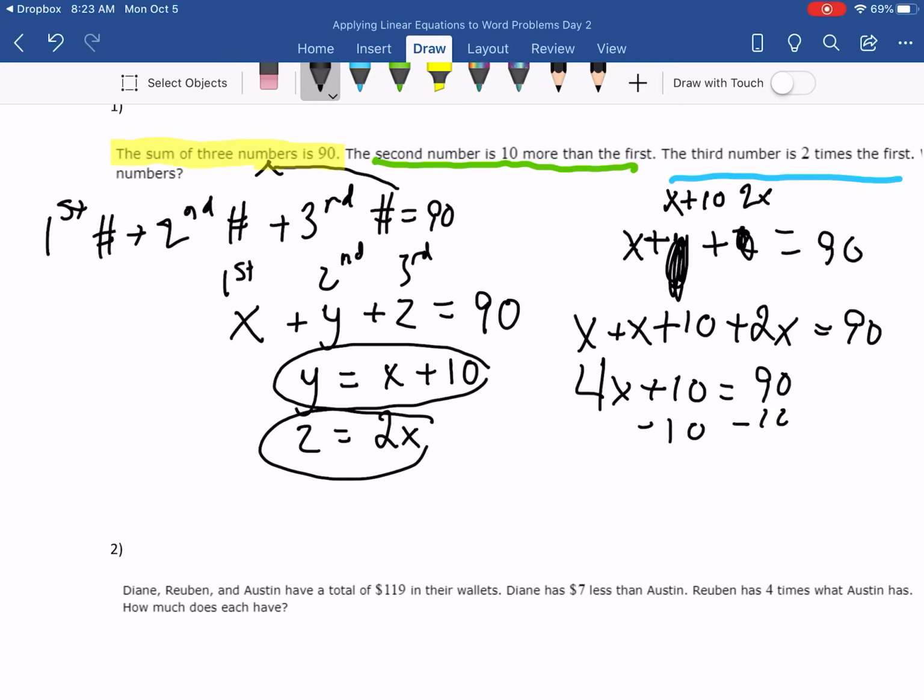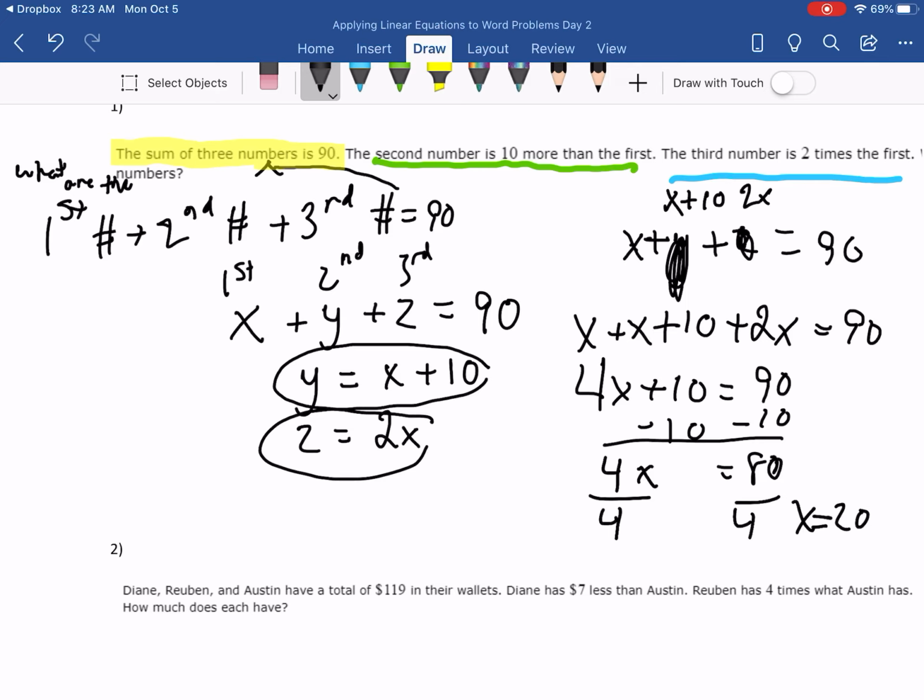Solve. 4x is 80. Dividing by 4, x is 20. Okay, but that's not what we're asked. We're asked what are the numbers? And I think that got cut off. Sorry, that apparently got cut off the page.